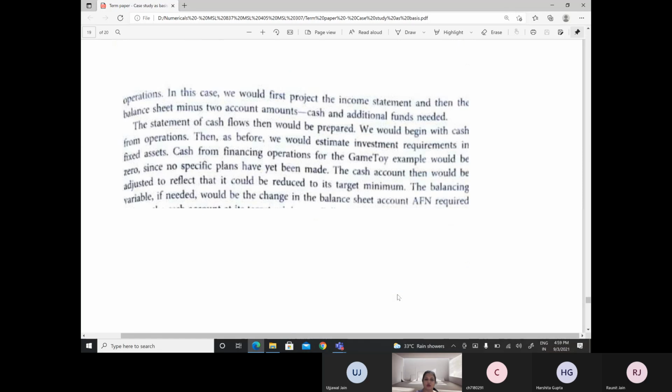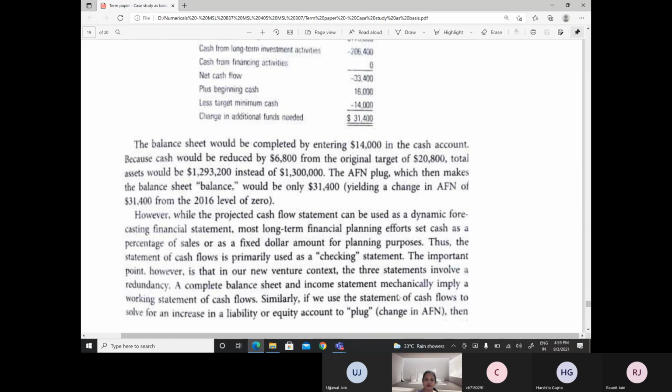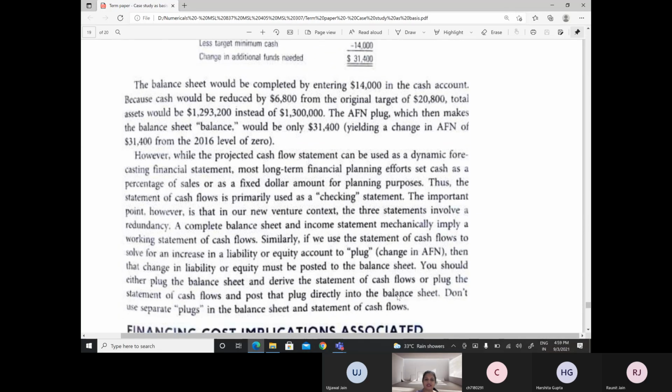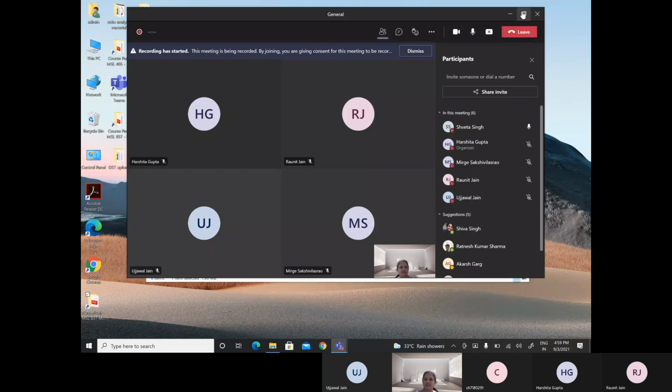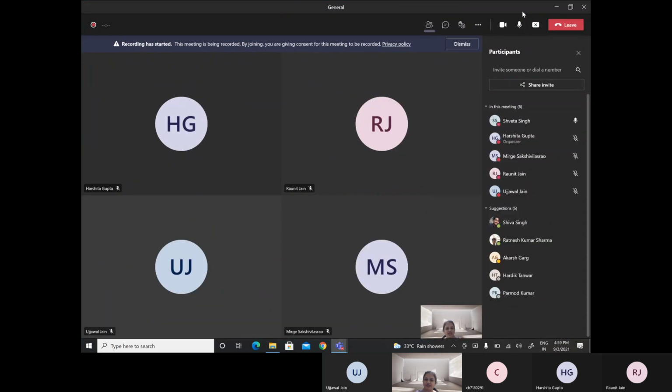So I would like to wrap up the session over here, and in the next class we can continue from here. Very little is left, and then we can begin with the cash budget. Okay, how a startup basically creates its cash budget and how it forecasts its requirement for cash later. Okay, so we'll do that later.